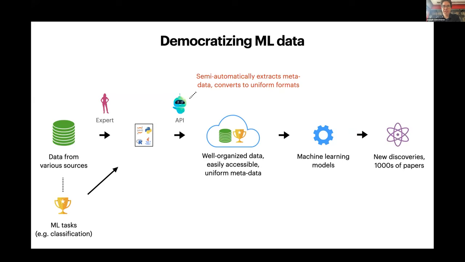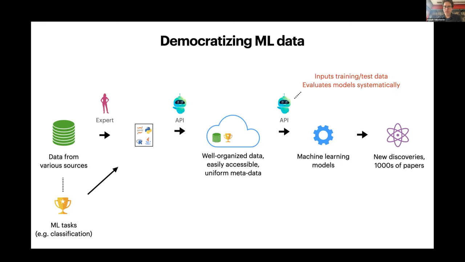But then from then on we have these tools which semi-automatically extract all the metadata and can do all the transformations that you need. So if for some script you need the data in some other format, you can do it automatically. Okay, and then when we have to give the data to machine learning models, again we can automate the process. We can have these bots that create train-test splits in the right way, that evaluate the models, and we can from then on basically do this automatically.